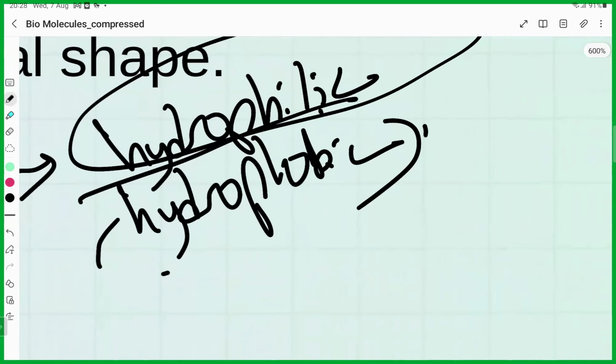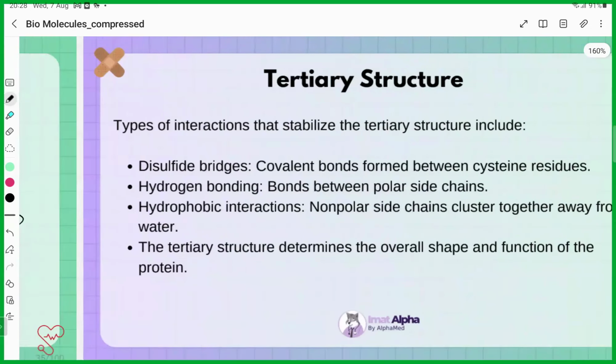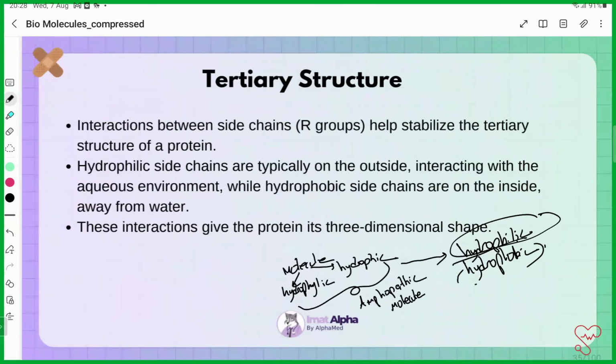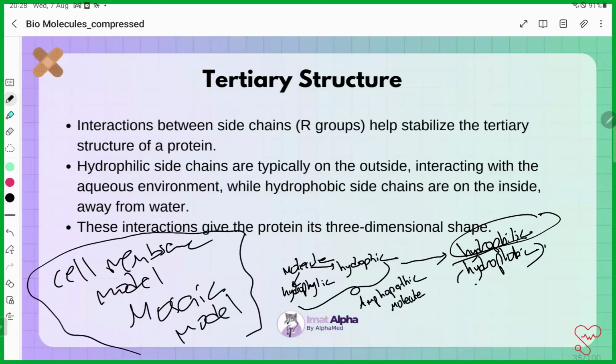If we go to the mosaic, no, if you go to the cell membrane, I guess we're going to speak about it later. Let's not go out of topic. So just remember that the name of the cell membrane model is called the mosaic model.